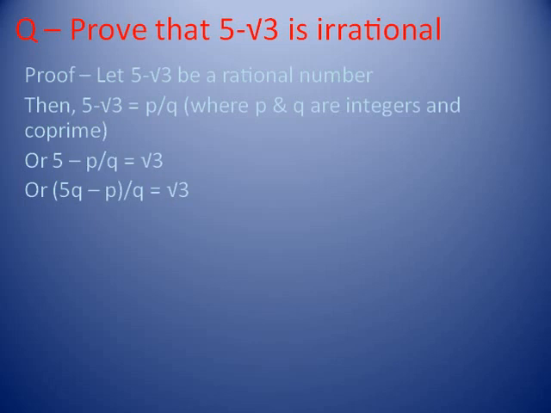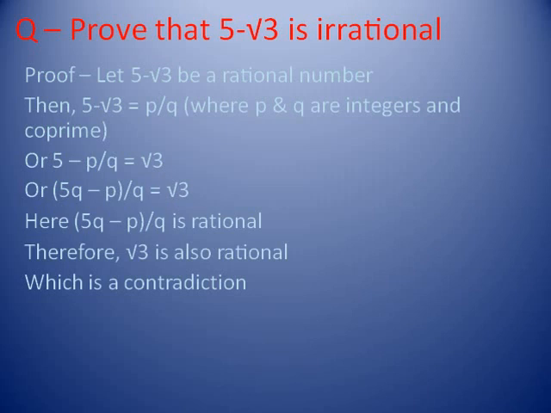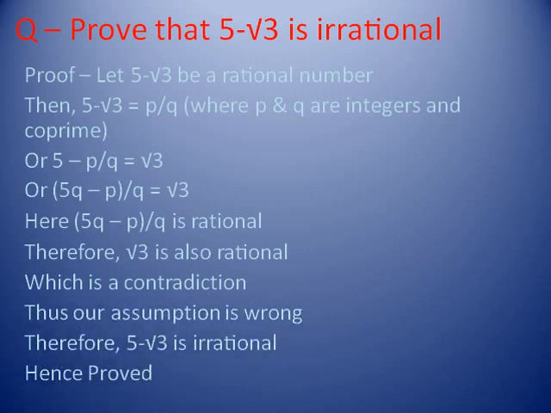or (5Q minus P) whole upon Q equals root 3. Here (5Q minus P) upon Q is a rational number. Therefore root 3 is also rational, which is a contradiction because, as we know, root 3 is irrational. Thus our assumption is wrong. Therefore 5 minus root 3 is irrational. This proves our theorem. Now we will do the next question.